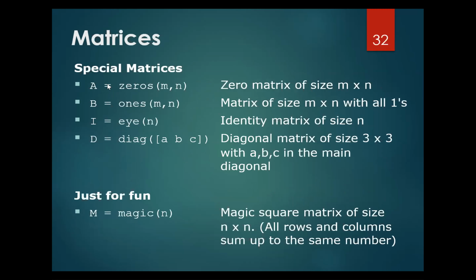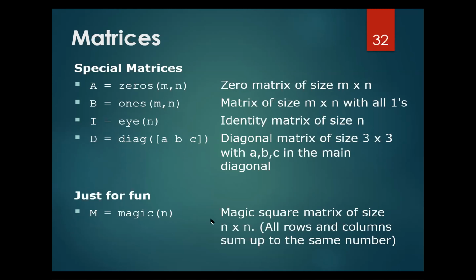Then we also have some special matrices. If you want a zero matrix, m by n, then you just type zeros of, and you put the dimension there. If you want ones, you can also do that. I of n will give you an identity matrix of size n. And then diag, with A, B, C in brackets, gives a 3 by 3 diagonal matrix with the diagonal A, B, C. You can also do it for 4 by 4, 5 by 5.